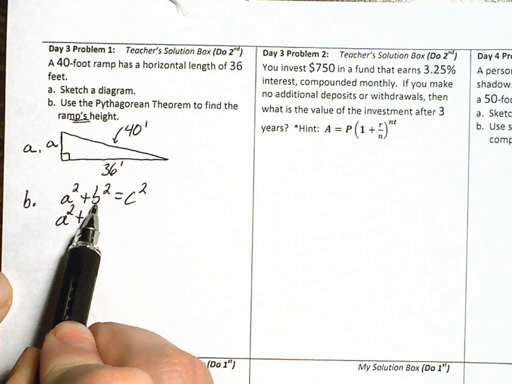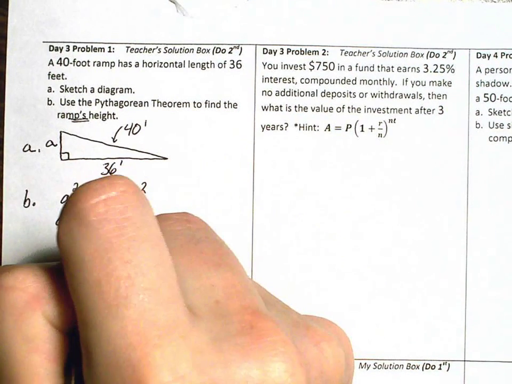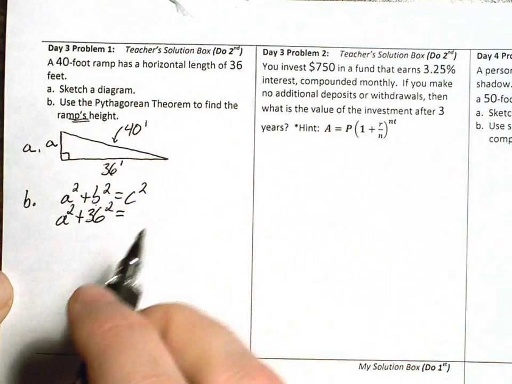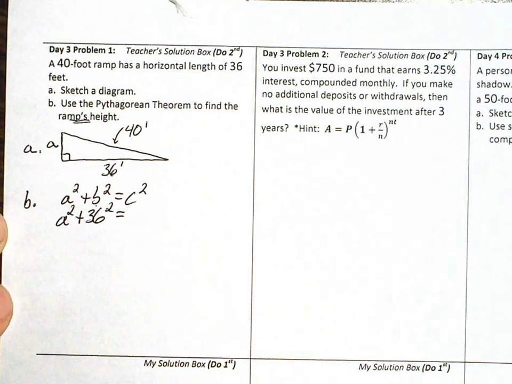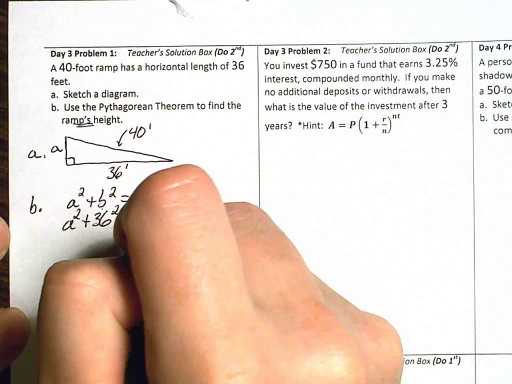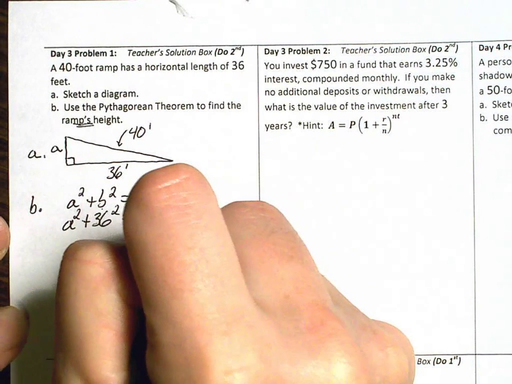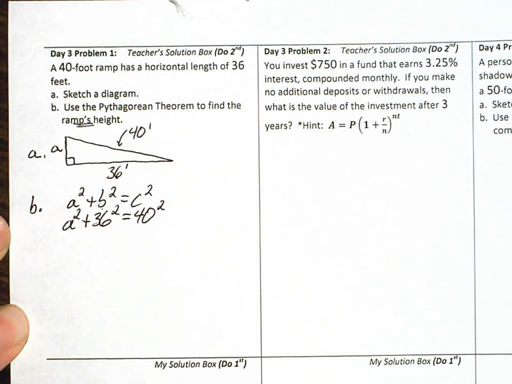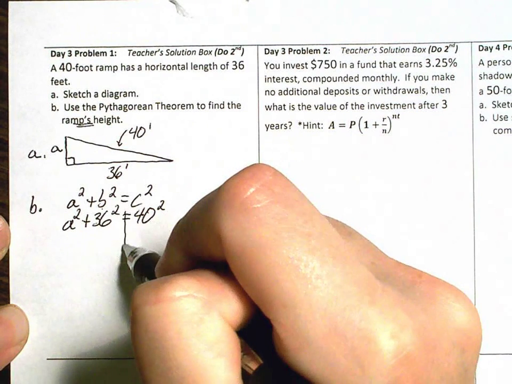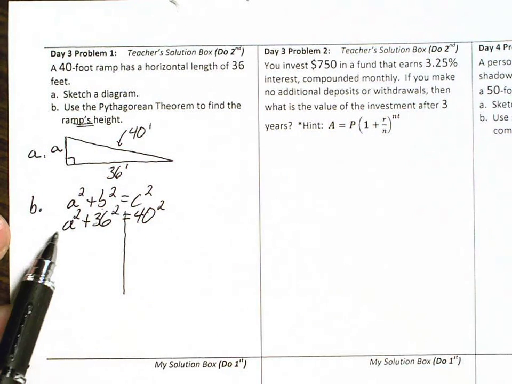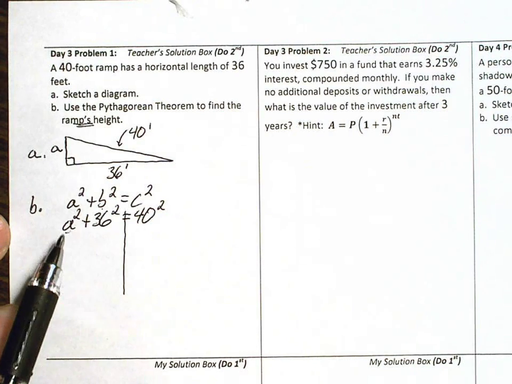Variable b is the other leg of the triangle. That's the 36. And the variable c is the hypotenuse of the right triangle. That is the 40. So here's what our equation looks like when we've substituted values in. We want to solve for this variable.